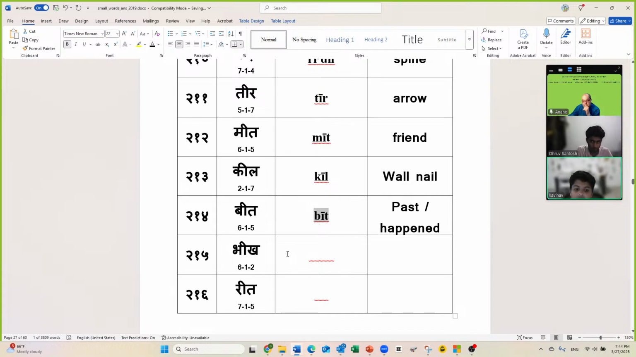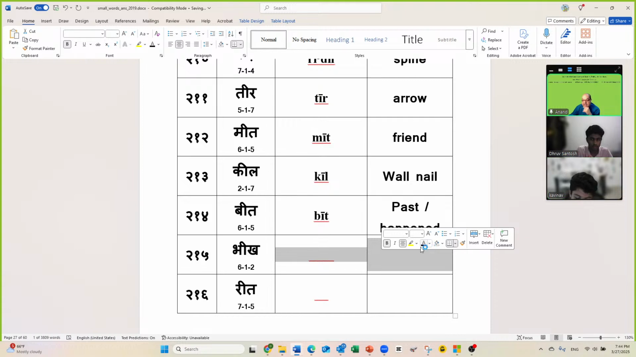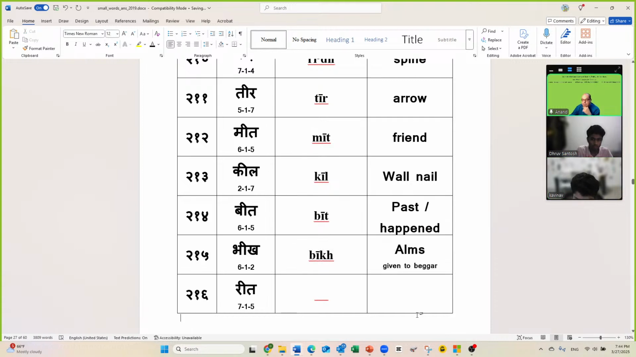Chalo, Kavina, now next word. Bheek. Bheek is alms which you give to a beggar. Bhiksha is the Sanskrit word from which it comes. See, a Sanskrit word will always be a little more difficult to pronounce. From Bhiksha, it's a little simplified in Hindi, which becomes Bheek.